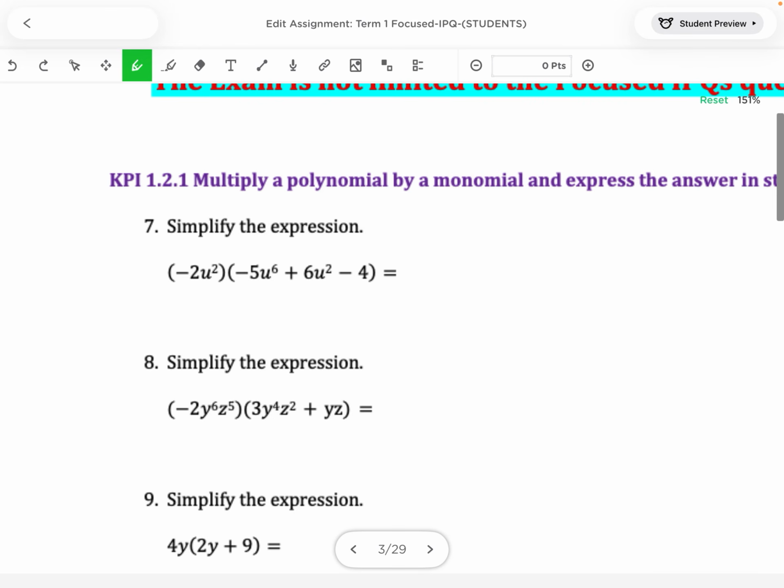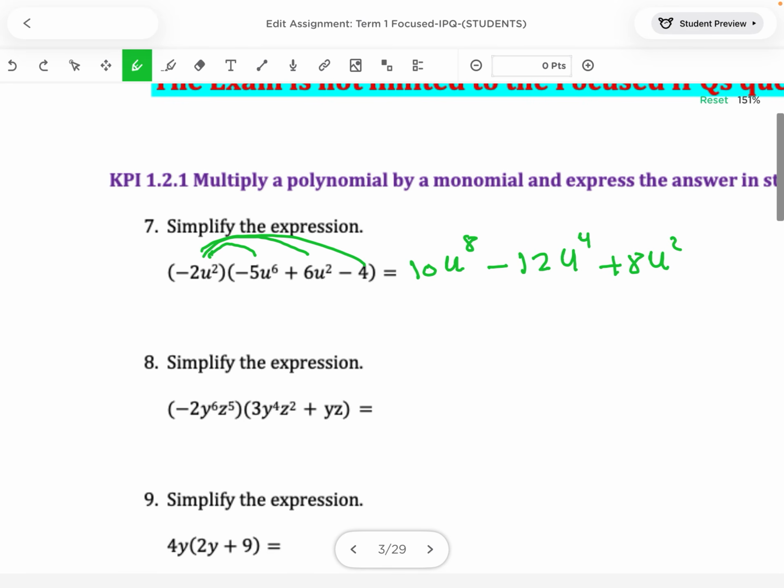Simplify, so I have to multiply. Remember, when we multiply, we add power. We multiply numbers, we add powers. So negative 2 times negative 5 is positive 10u to the power 8. We are adding. Negative 2 times 6 is minus 12u to the power 4 plus 8u squared.